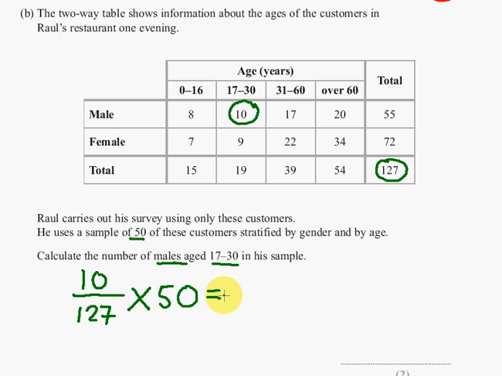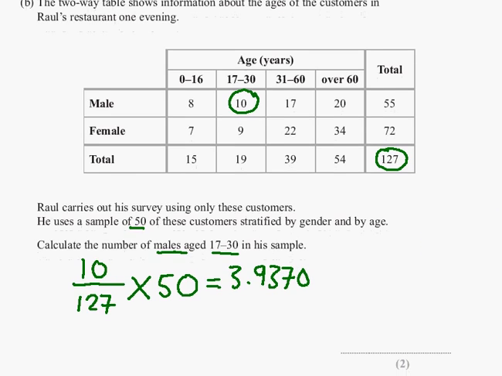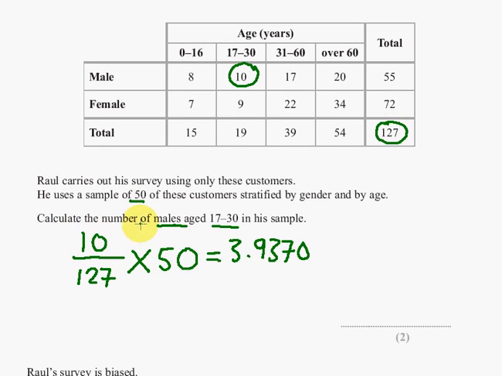So 10 divided by 127 times 50 is 3.937. Now it says calculate the number of males aged 17 to 30 in the sample. So I found a proportion who are male and 17 to 30, and I wanted to find that proportion of 50, and that gives me 3.937 of a person. So we're going to have to round that to 4 people.